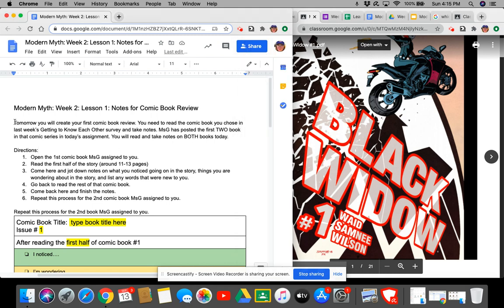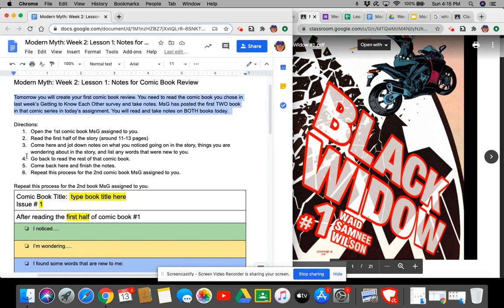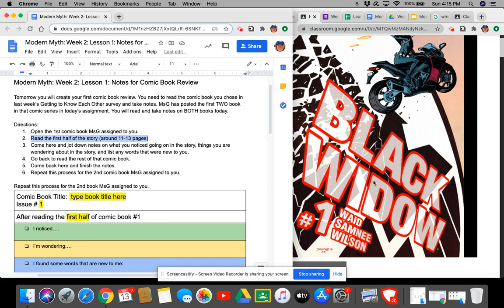So just going over today's directions, we're going to make our first comic book review this week. And you're reading the comic books that you chose in our Getting to Know Each Other survey last week. You do have both books here, and you'll be able to take notes on both books in this document. Okay. So the first thing you want to do is obviously open up issue #1, whether you have Spider-Man, or Deadpool, or Black Panther versus Deadpool. You want to make sure you're opening issue #1 first, because you want to read the first book first. Then I want you to read about the first half of the story. So when you see there's 21 pages in the story, okay, I'll read the first 10.